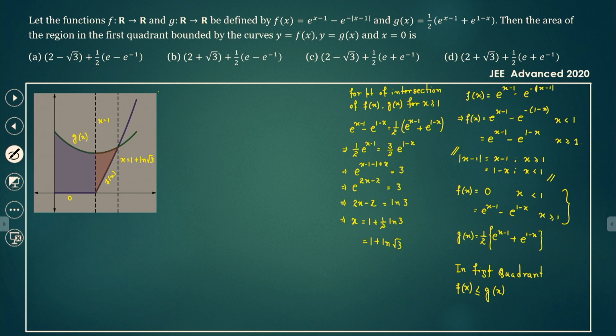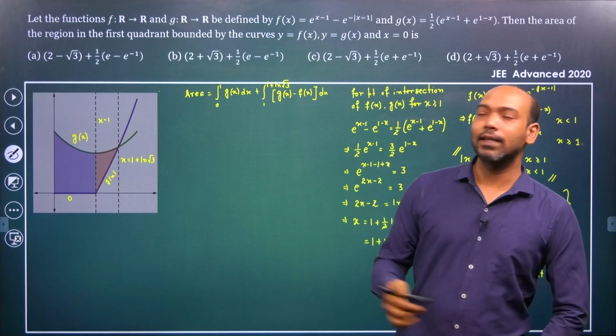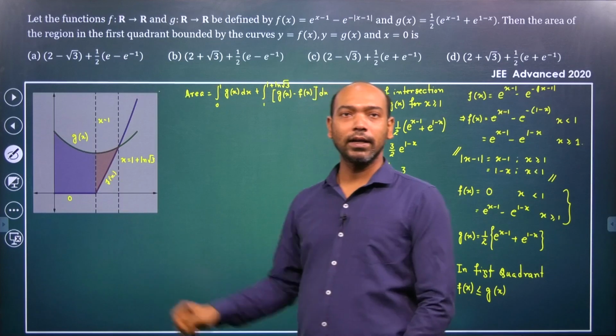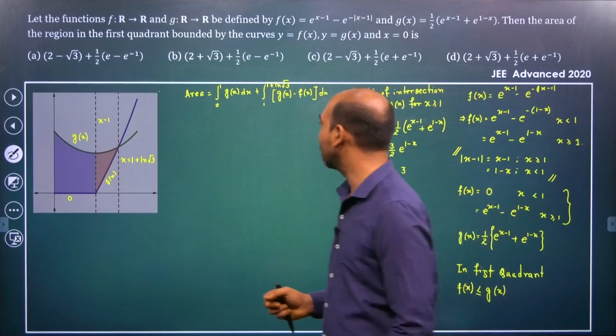So now we see that we need to find out the area. So therefore we can say that the required area is equal to the integral from 0 to 1 of g(x) dx plus the integral from 1 to 1 plus ln root 3 of g(x) minus f(x). That's it. So by this option, we'll get 1 plus ln root 3. You'll have to write it out again, okay? So that's why we'll get area 1 and area 2. So now our job is to integrate it separately, right?